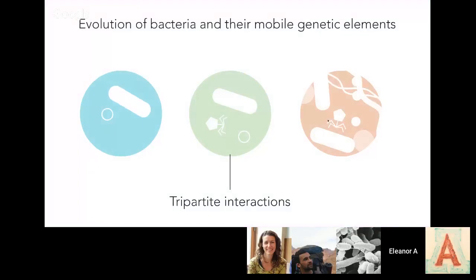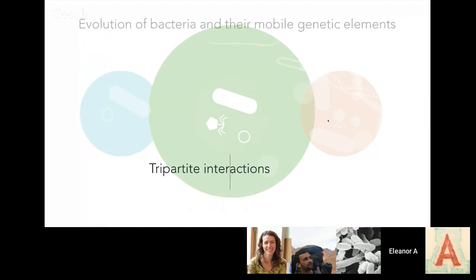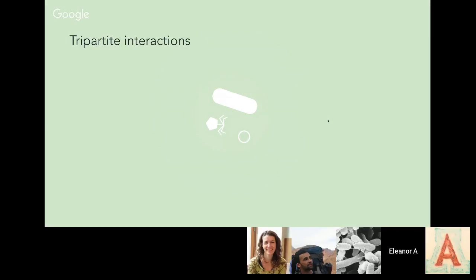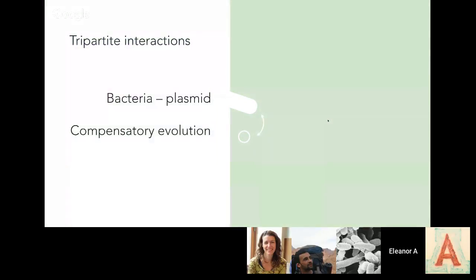Okay, so moving on, this next piece of work that I'm going to present is looking at how these kinds of evolutionary interactions can impact on other members of the community. So I have my bacteria-plasmid relationship, which I've described previously, and we know a bit about what to expect from that because we've seen that evolution tends to resolve the cost of the plasmid through compensatory evolution.